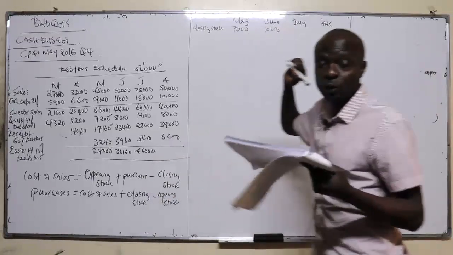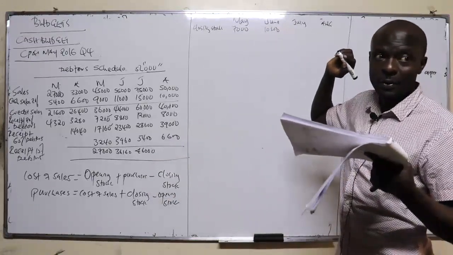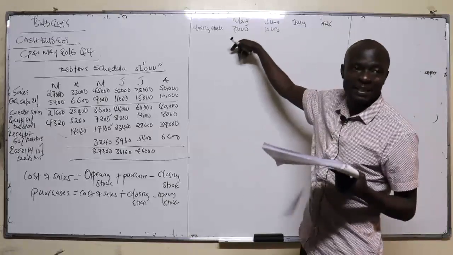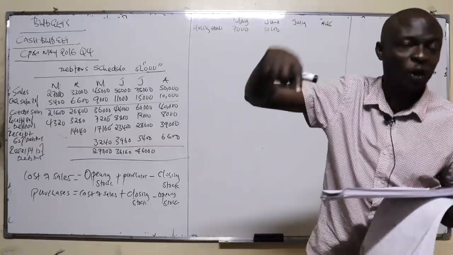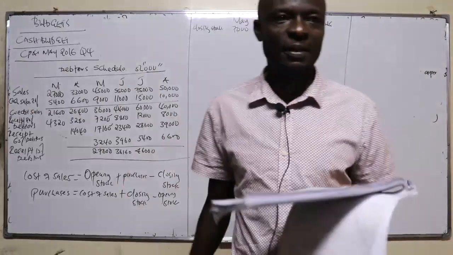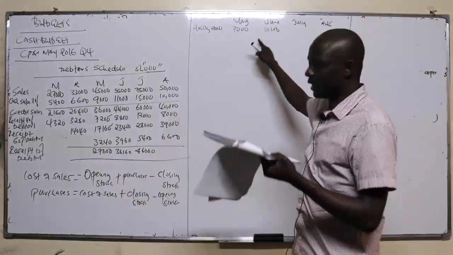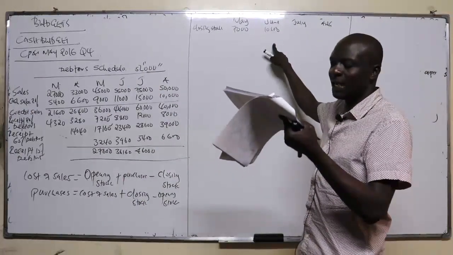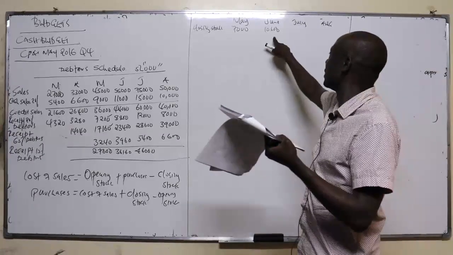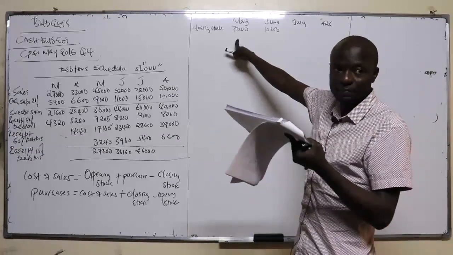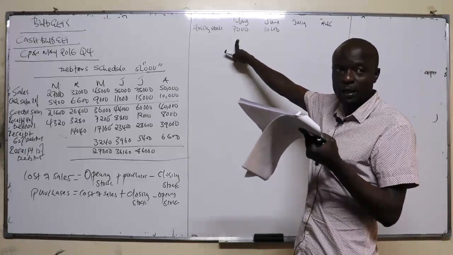10,500. Are we together? We are saying the closing stock in any given month is equivalent to 25% of the cost of sales of the next month. So now the cost of sales in June is 28,000, isn't it? So 25% of 28,000 is 7,000. That is the closing stock in May.